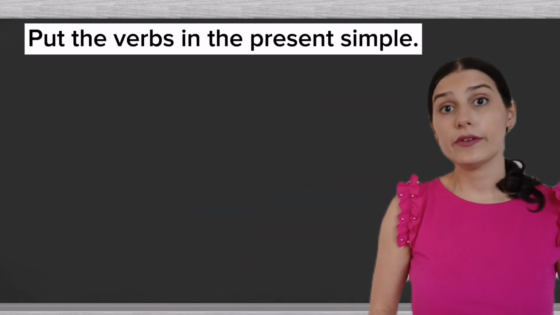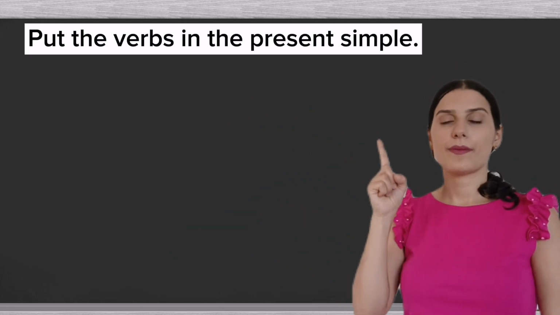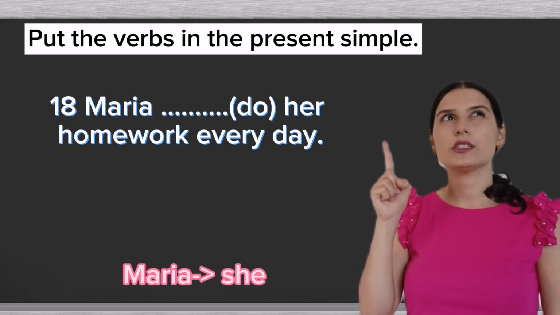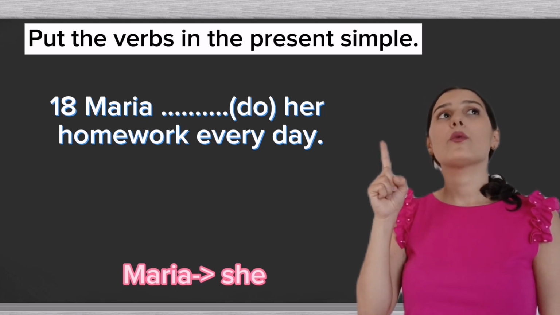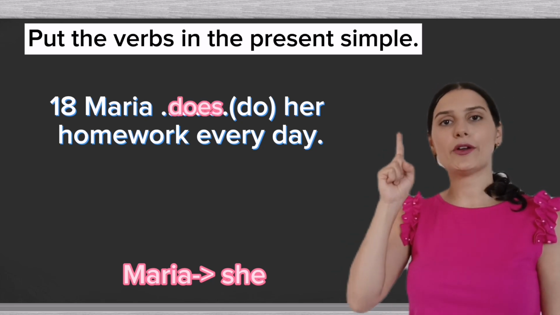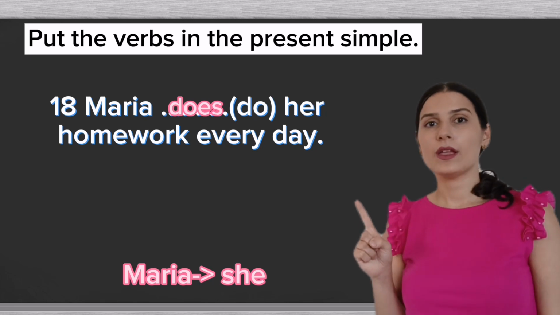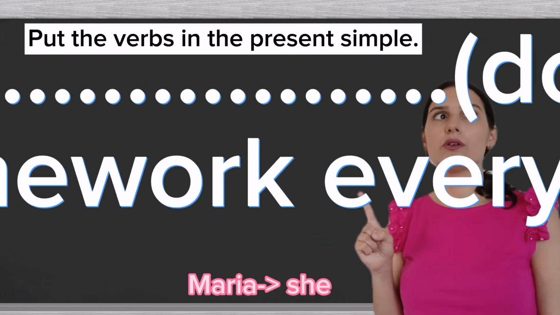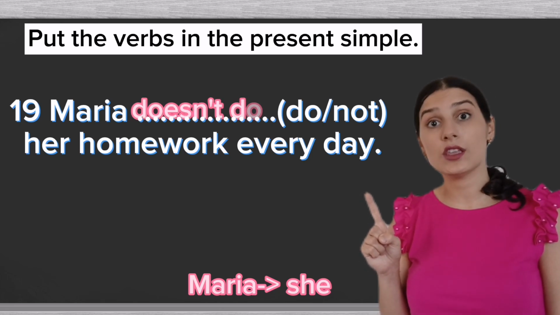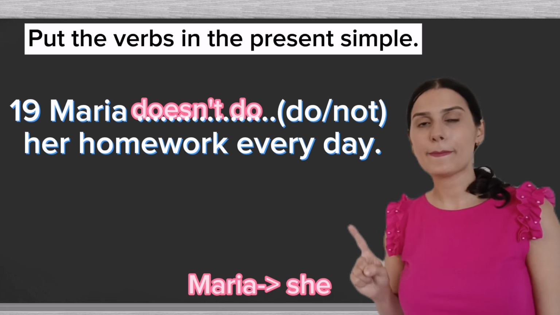Now it's time to put the verb do in the present simple. The first example, Maria. Okay, we can use she to refer to Maria. So with he, she, and it, we say does. So Maria does her homework every day. Oh, here we have not. So it's negative. So Maria does not do or doesn't do her homework every day.